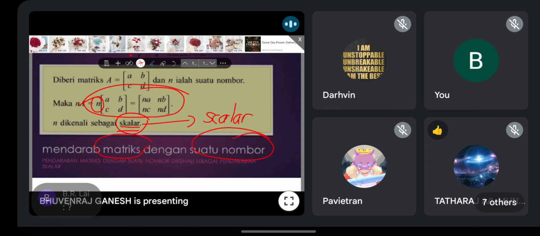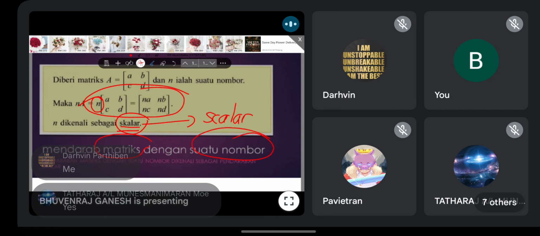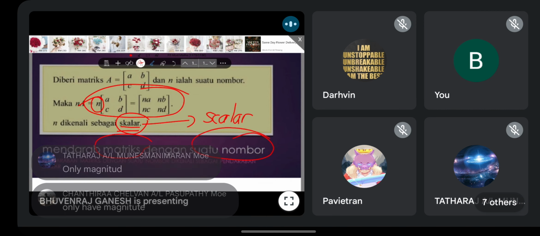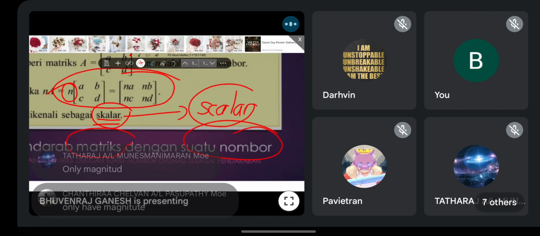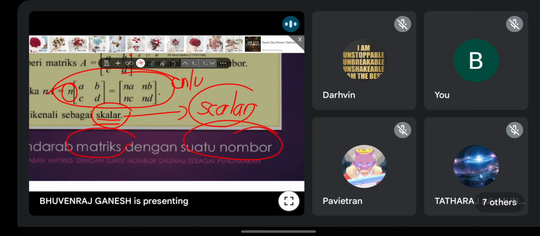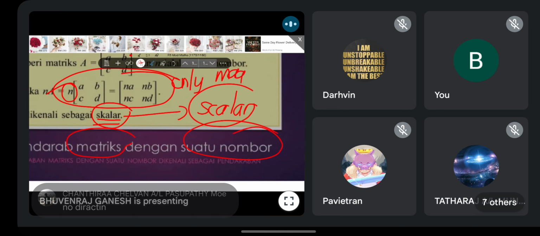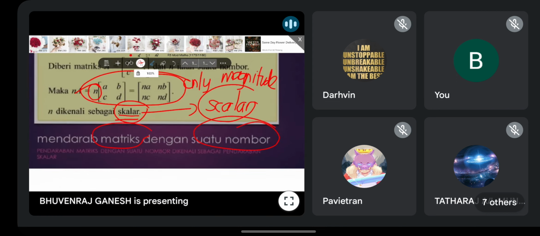Um, what do you mean? Dot, dot, and then question mark. Anyone here take physics? You should know the meaning, right? No. Yes. Okay. So what is scalar in physics? Scalar quantity. Correct. So basically, that is the meaning of scalar in maths also. Only magnitude. Correct. Yes, no direction.